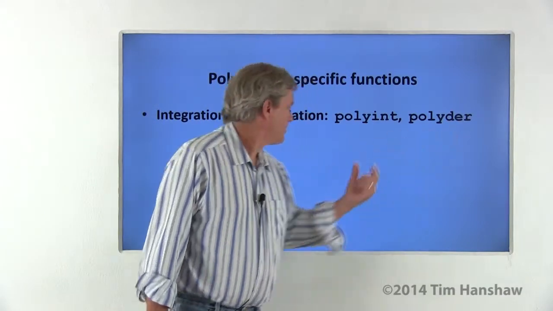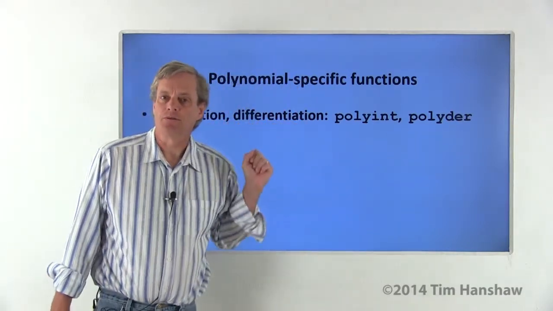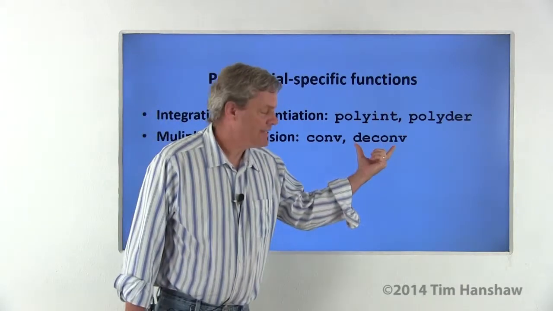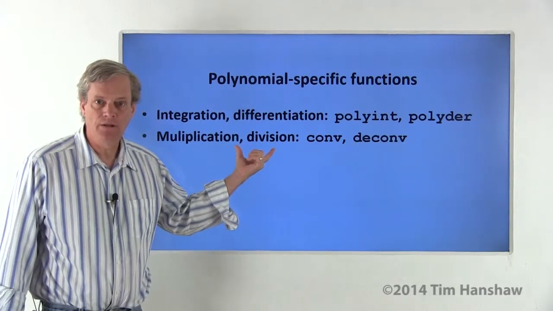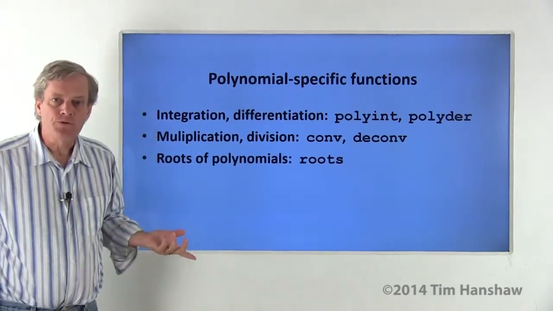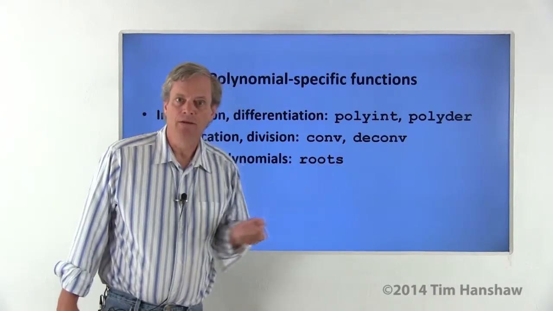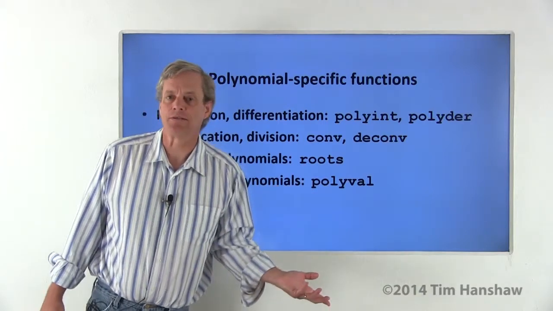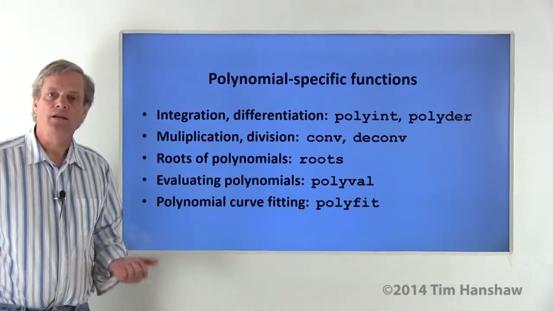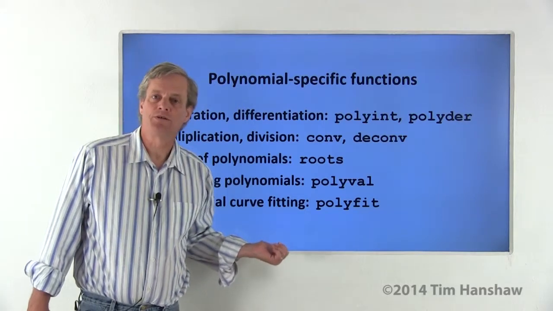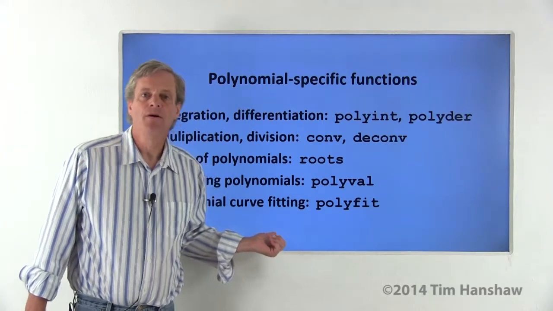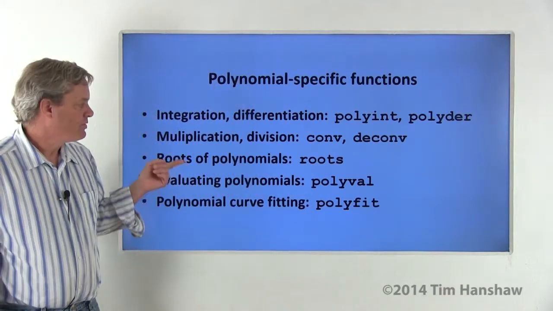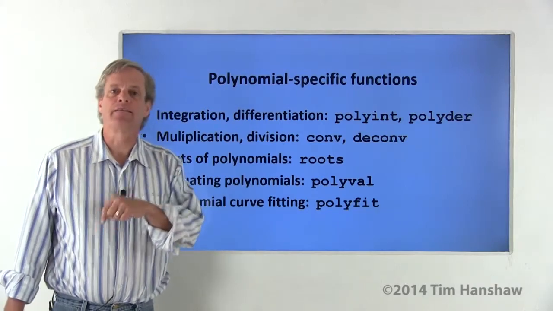Polyint and polyder will integrate and differentiate polynomials. CONV takes the product between two polynomials, and DECONV is used to divide two polynomials. You can find roots of polynomials with the roots command, and polyval can be used to evaluate polynomials at specific points. Finally, polyfit is used to perform least squares curve fitting of polynomials to data sets. The polyfit command will be the main topic of this tutorial, but we'll also use the polyval function when we get around to plotting the curve fit.